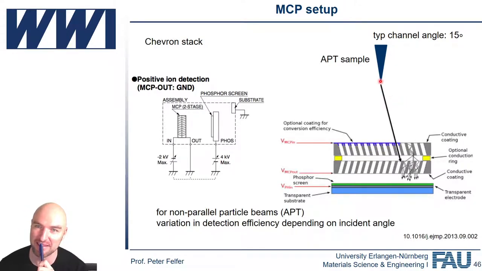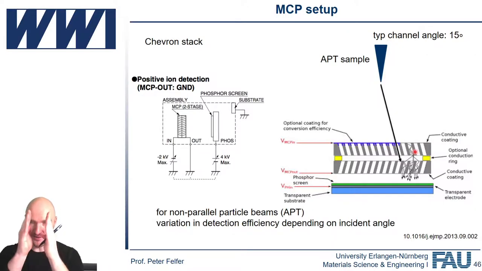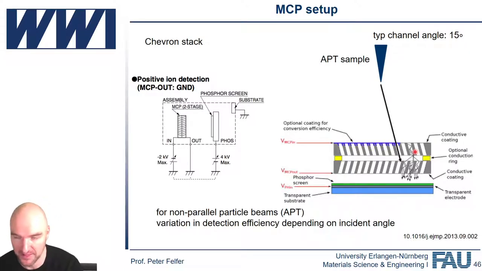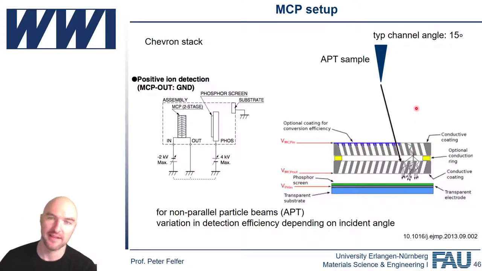The third result from that is we have a certain angle in which the atoms hit, and we have a certain angle of those glass holes. If those were straight down, 0 degree, you wouldn't see any of the atoms that come straight at the detector. That's something we don't want. Instead, we have some channel angle. And you can buy those micro-channel plates actually with various channel angles.